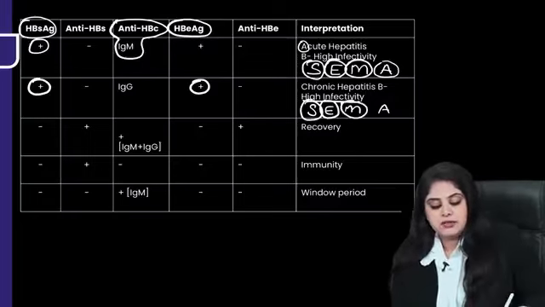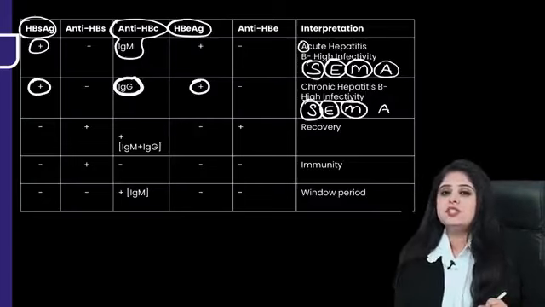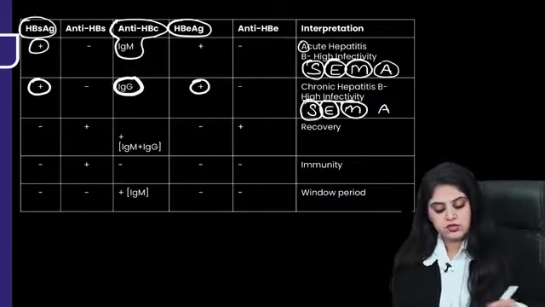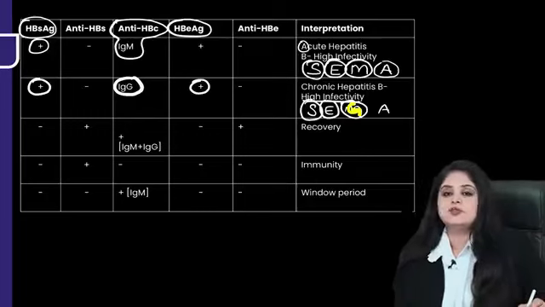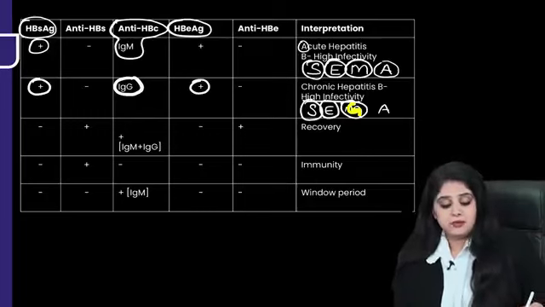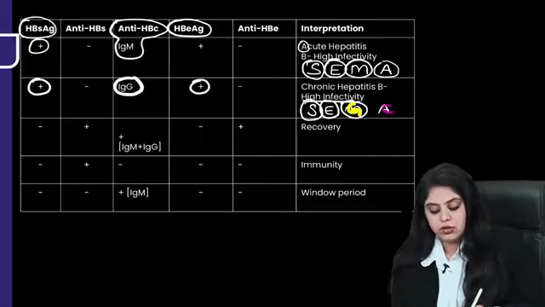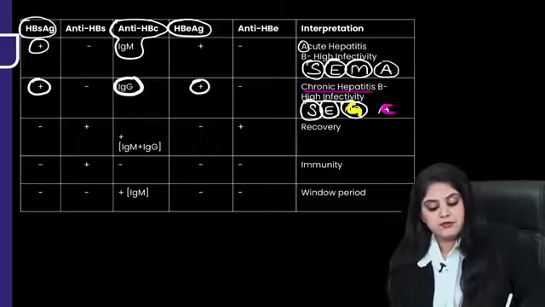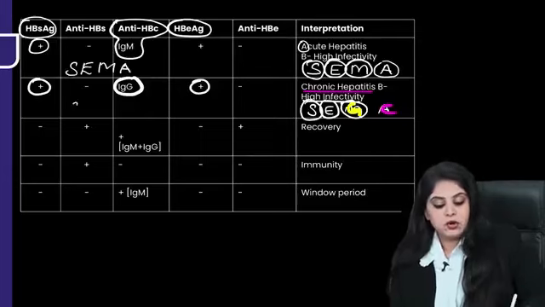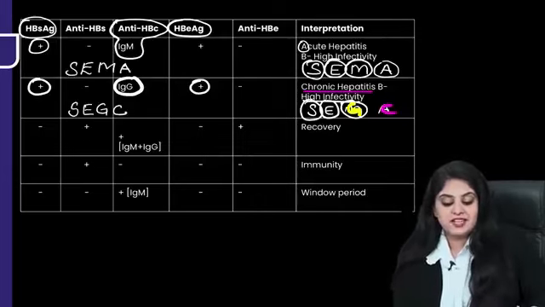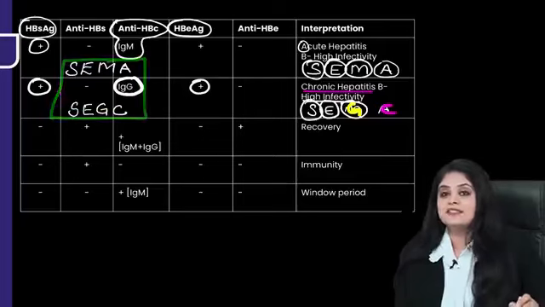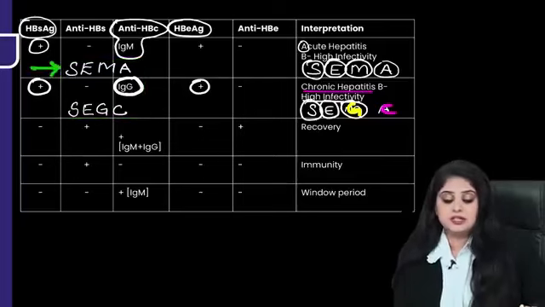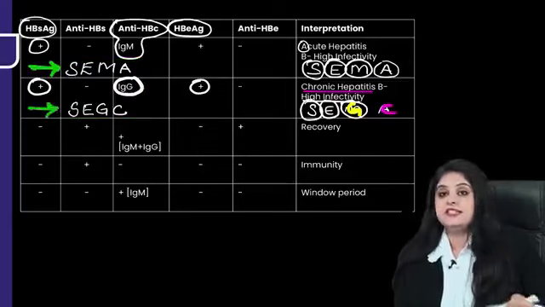Instead of IgM type of anti-HBC, there is IgG type of anti-HBC. So what is the change? IgG type of anti-HBC has come up over here. That means the IgG has come. It is no longer acute hepatitis. It is chronic hepatitis. So please remember, for acute hepatitis, you will learn the mnemonic CIMA. And for chronic hepatitis, you will learn the mnemonic SEG-C. So it's not a very nice mnemonic, but something that you will learn.